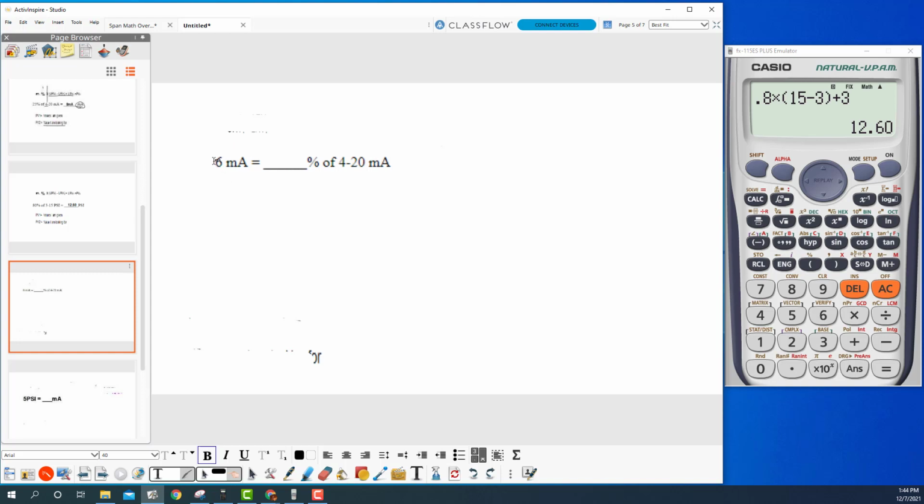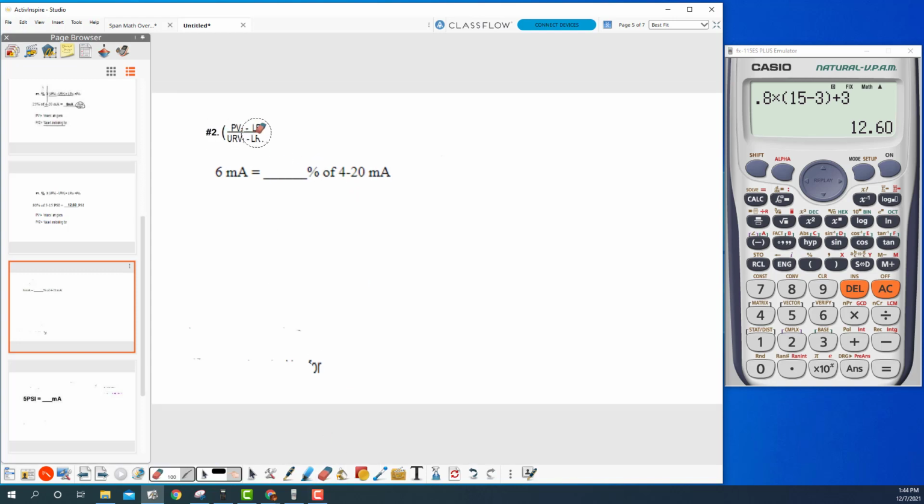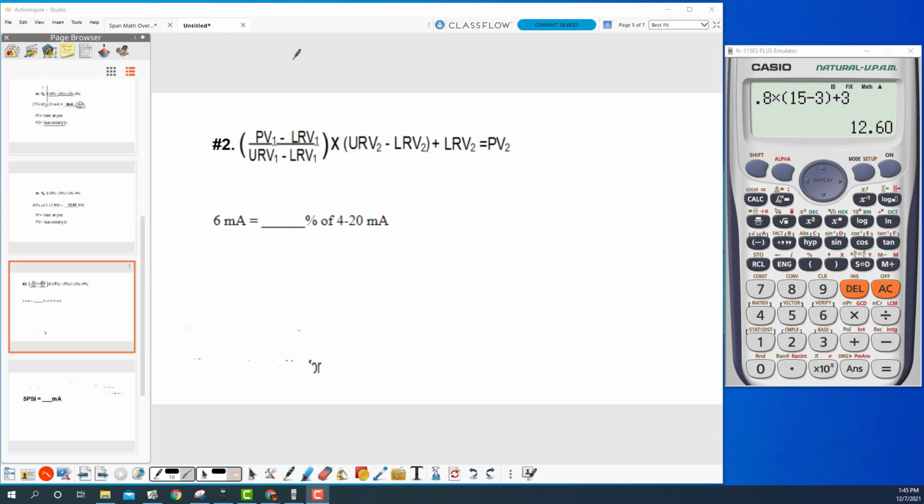In this case, we want to know 6 milliamps is what percentage of 4 to 20 milliamps? Well, now we're not given a percentage. We're looking for a percentage. Percentage is still involved here, but it's not given to us. It's what we're looking for. So since it's not given, we have to use formula number 2. And here's our formula number 2.